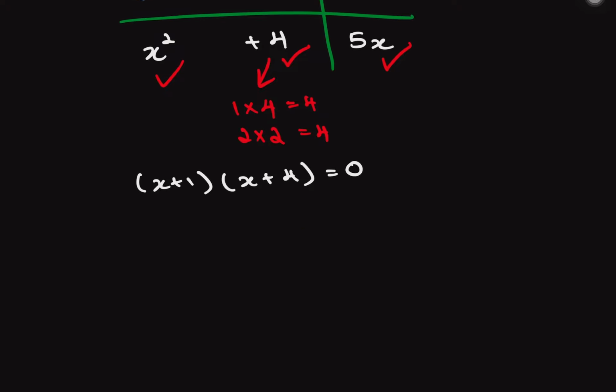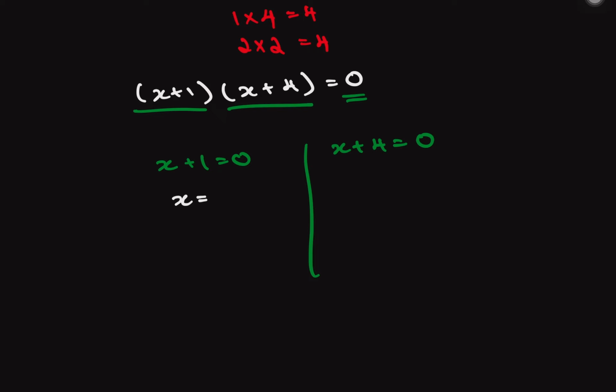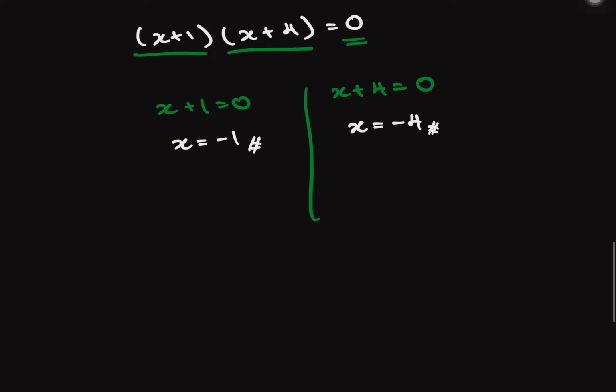Therefore, we will be able to get the factorized form of this equation, and to solve for the answer, we can equate x plus 1 equals to 0 and x plus 4 equals to 0. So for the equation on the left hand side, when x plus 1 equals to 0, x equals to negative 1, and for the right hand side, x equals to negative 4. So for this question, the answer that we will obtain would be x equals to negative 1 and negative 4.